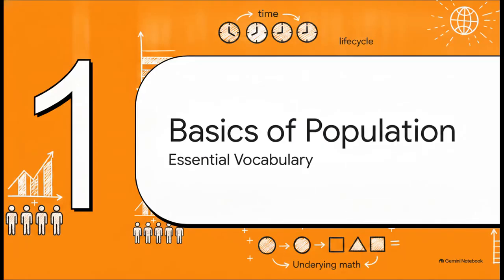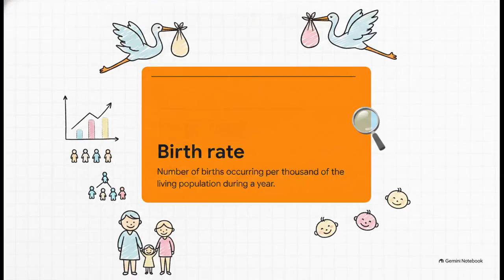All right, part 1, the basics of population, essential vocabulary. Let's get right into it by establishing the basic metrics we need, because you really can't track a country's life cycle without understanding the underlying math of its people. First up, we have the birth rate. Simply put, this is the number of births occurring per 1,000 people in a single year. You might also hear this called the fertility rate. It's the metric that tells us how fast a society is adding new lives.